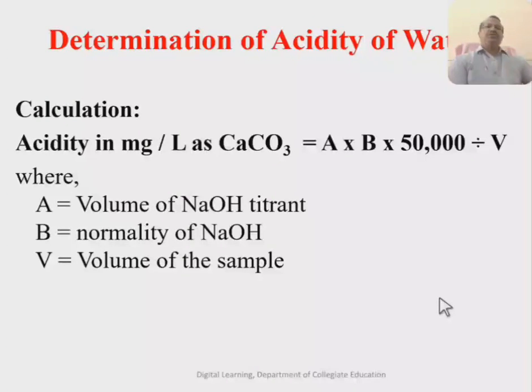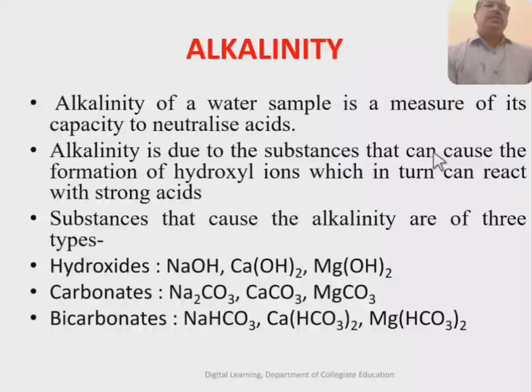Next, the calculation: the acidity in milligram per liter as calcium carbonate is equal to A times B times 50,000 divided by V, where A is the volume of sodium hydroxide solution, B is the normality of the sodium hydroxide solution, and V is the volume of the sample taken. So that is about the determination of acidity.